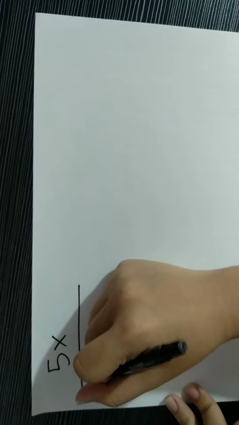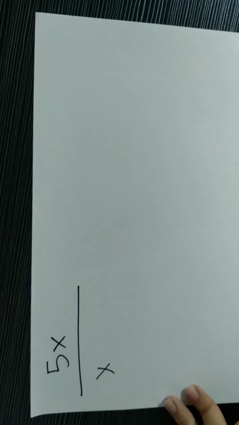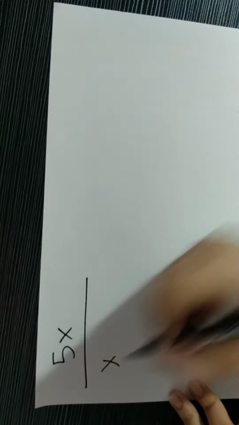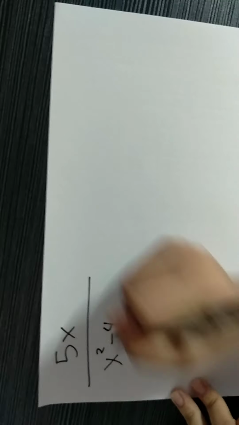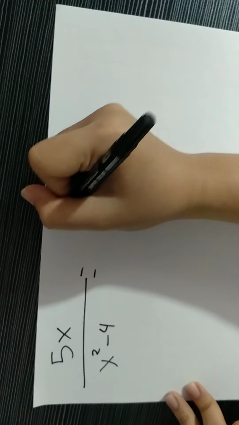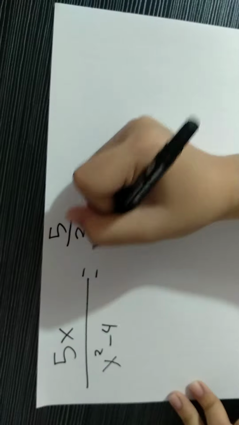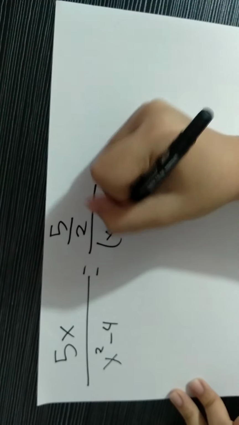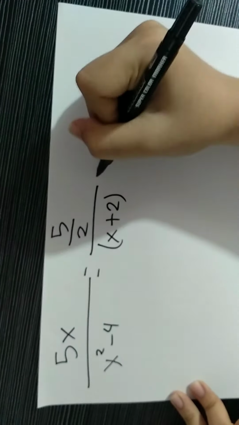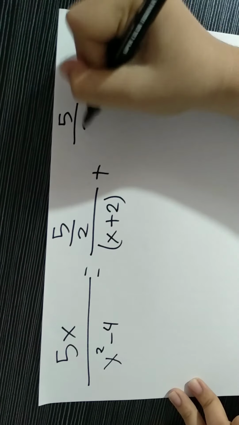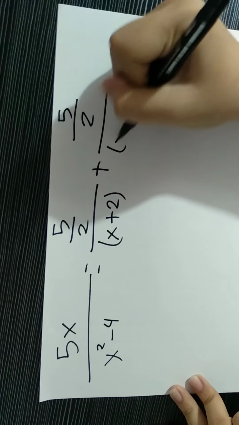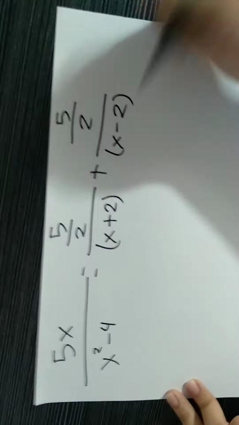Our equation earlier was 5x over x squared minus 4, which is simply equal to 5 over 2 over x plus 2 plus 5 over 2 over x minus 2. And that is our final answer.